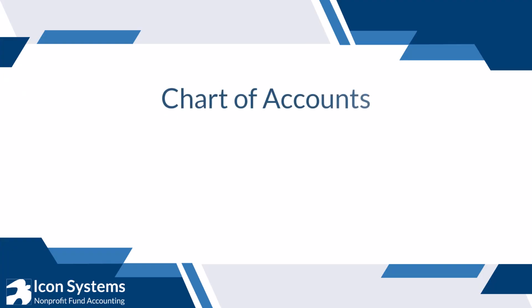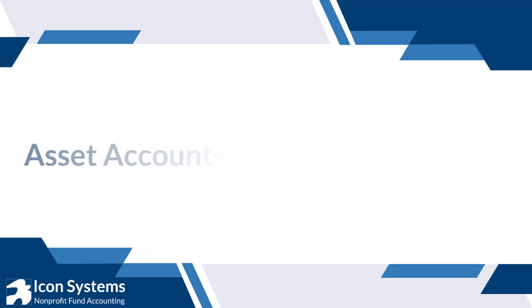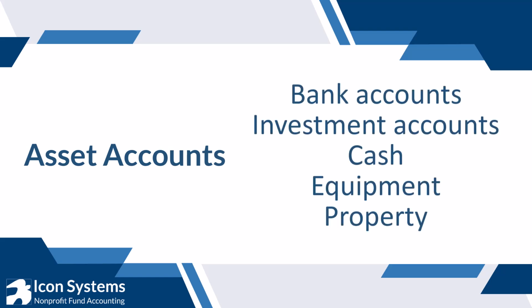Last, we have the accounts. There are 4 main accounts: assets, liabilities, revenues, and expenses. These 4 accounts make up the chart of accounts. Asset accounts hold the money. These are your bank accounts, investment accounts, cash, equipment, or property you own.